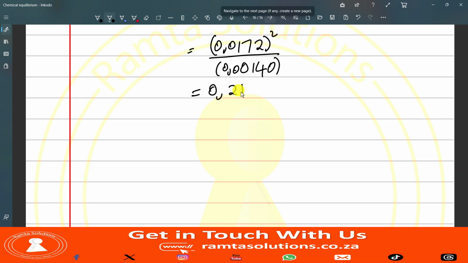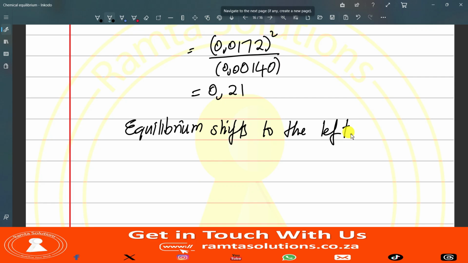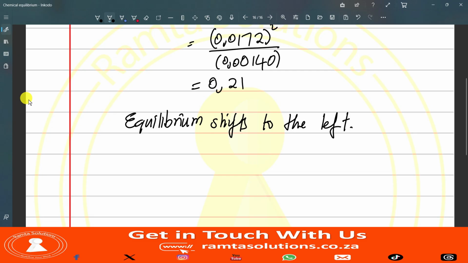Now, look at this value. This value here is greater than 0 but less than 1. So this means equilibrium shifts to the left, meaning more reactants are forming than products. Great. Now, let's try the second example.